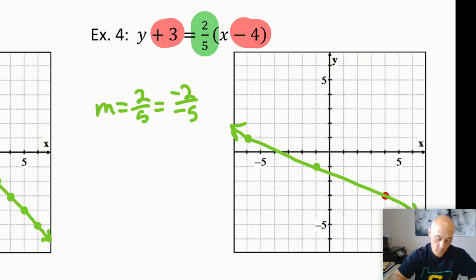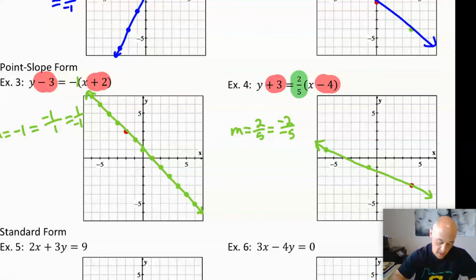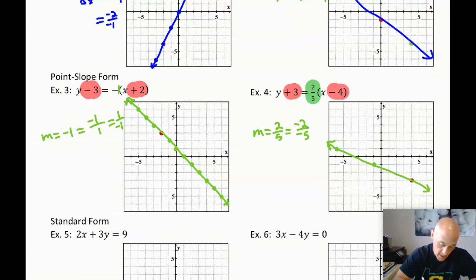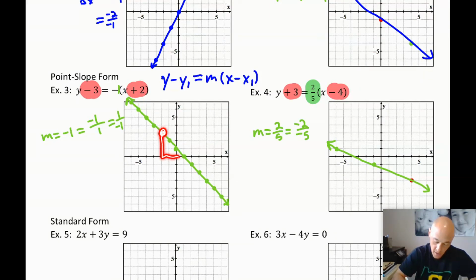I guess it might be important, I should have said, remember that with the point slope form, it is y minus y1 equals m times the quantity x minus x1. So that's the general form of the point slope form. So you can see how it relates to those two, and especially with the point. So here the point is -2, +3. Here the point is +4, -3.